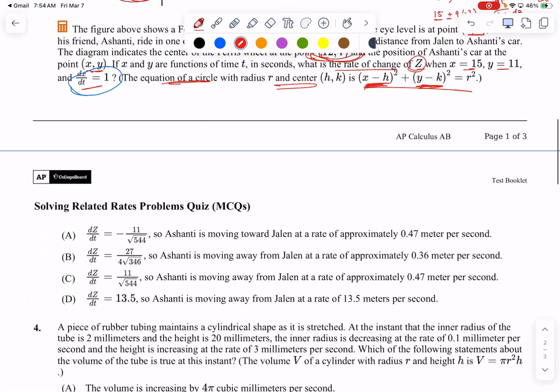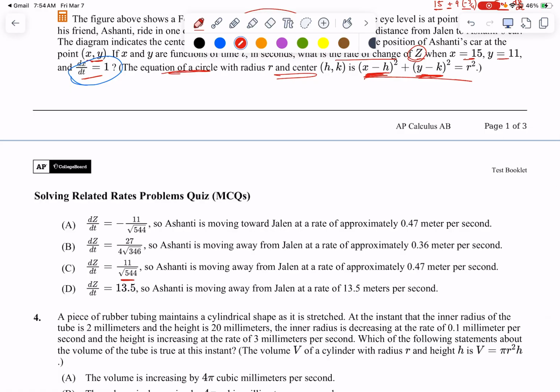So the nice thing is, they've got this exact answer, but I don't care about that exact answer. They said you could use a calculator, so just do the decimal answer.